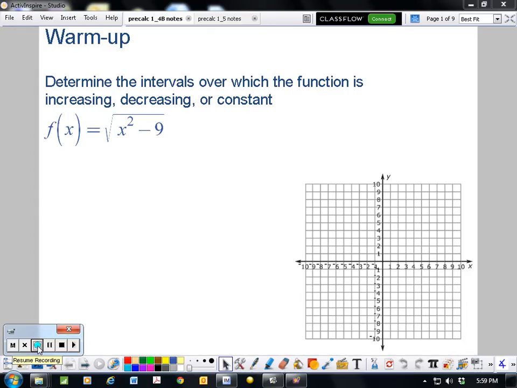Okay, so here is our warm-up for pre-calculus. If you want to go ahead and pause it, give people about 2-3 minutes to work on it, because it can be done with the graphing calculator, and then we'll come back and go over the problems.